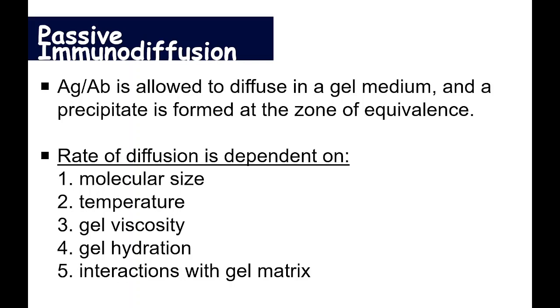For gel viscosity, always monitor the viscosity of the gel. Avoid using gel that is highly viscous because this will impede the movement of the molecules in the gel. Also, for the gel hydration, we have to make sure that the gel is well hydrated to allow the movement of the molecules inside the gel. If the gel is dry, this will impede or inhibit the movement of both antigens and antibodies.